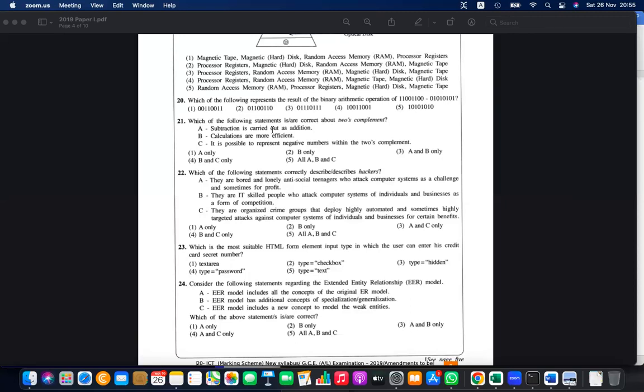Right? Okay. The third one is they are organized crime groups.